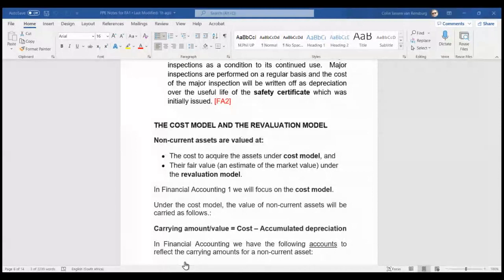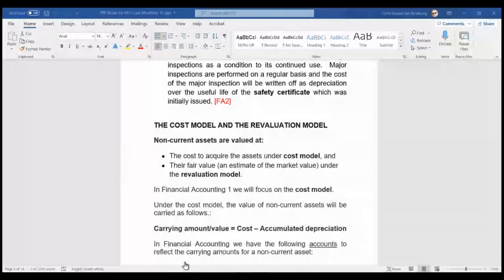From an academic point of view, ladies and gentlemen, it's also pervasive. What does pervasive mean? It means it's going to pop up everywhere. You're going to have property, plant and equipment in financial accounting one, which we are doing now, which we've just started today. We are going to continue with property, plant and equipment in financial accounting two. I've already indicated there's some aspects that we're going to look at. So we're going to continue with PPE next year.